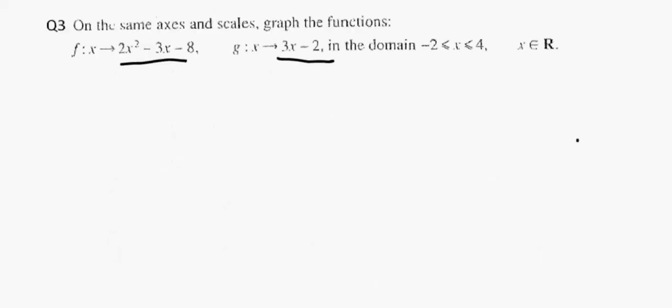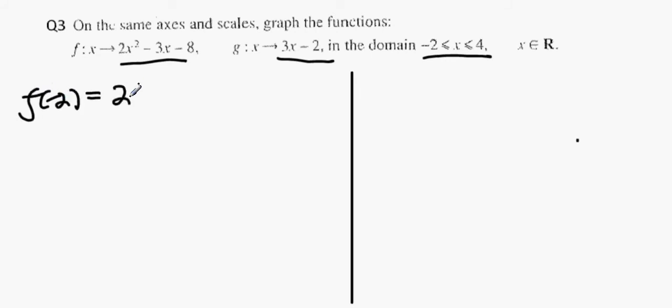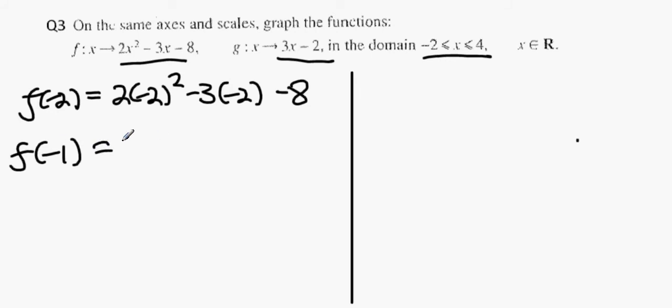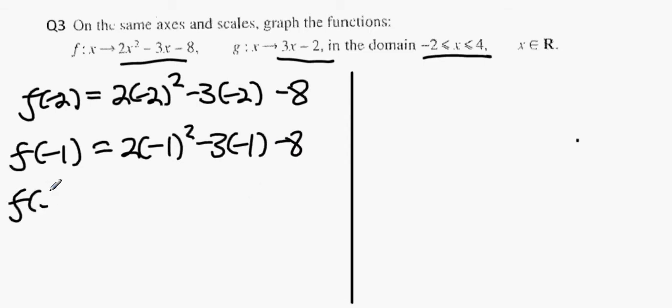So I'm going to split the page roughly in half. And what we're going to do, it has to go from minus 2 to 4. So we're going to do f of minus 2 equals 2 bracket minus 2 squared minus 3 times minus 2 minus 8. Next one after that is going to be f of minus 1: 2 times minus 1 squared minus 3 times minus 1 minus 8. The one after that being f of 0: 2 times 0 squared minus 3 times 0 minus 8.